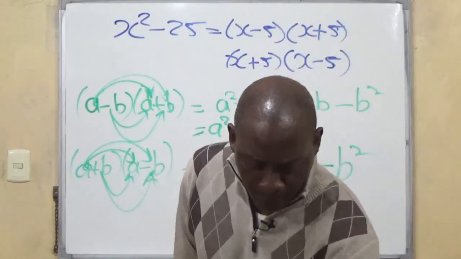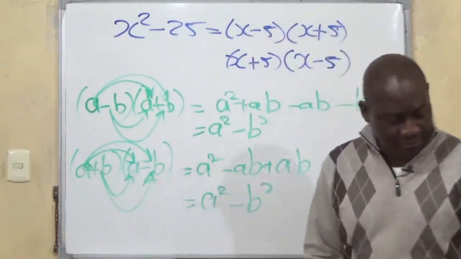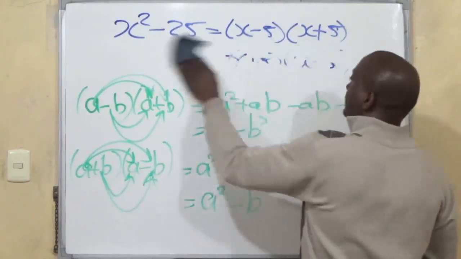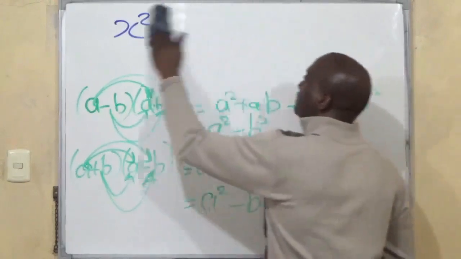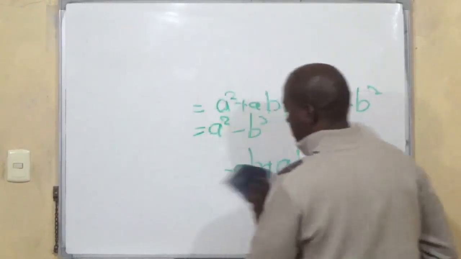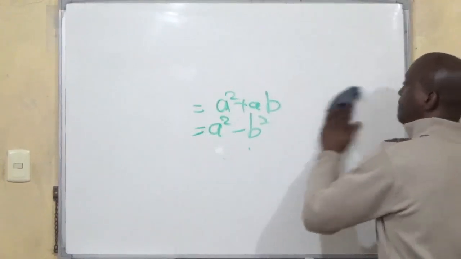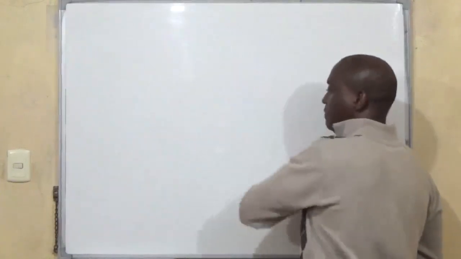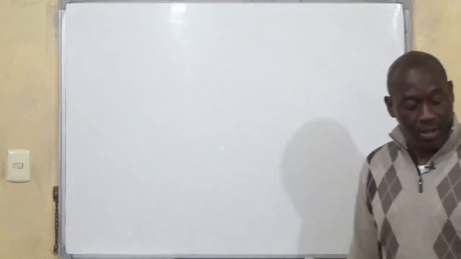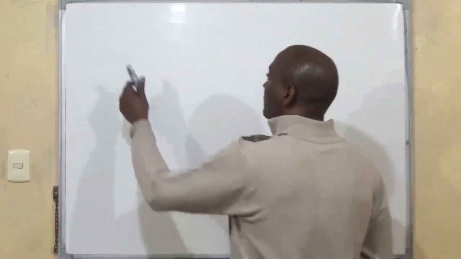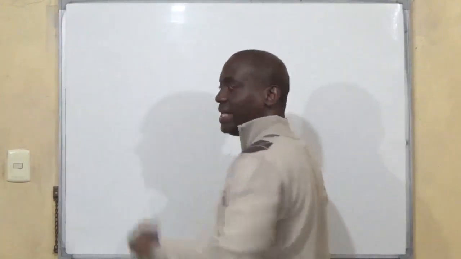So, if you have, we're at the board now, right? Let me clear the space. So if you have, let us say, x squared minus 25.